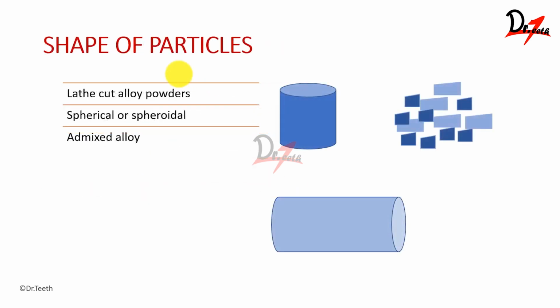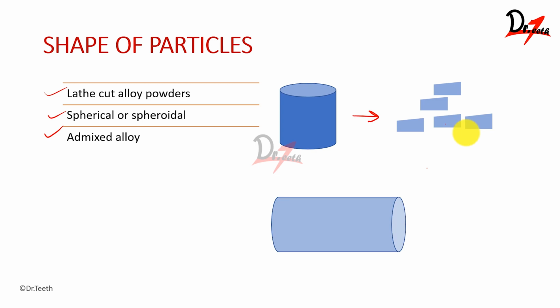Now we come to the shape of the particles. We have lath cut alloy powders, we have spherical or spheroidal, and we have admixed. Let's see them. Now let us suppose we have a homogeneous block of an alloy and we cut that alloy into irregular particles, okay? If we cut that alloy into irregular particles, that will be lath cut. So these particles can be graded according to the size as fine grain or coarse grain. Here we have the coarse grain, means they are bigger in size, okay? So that is the lath cut powder.